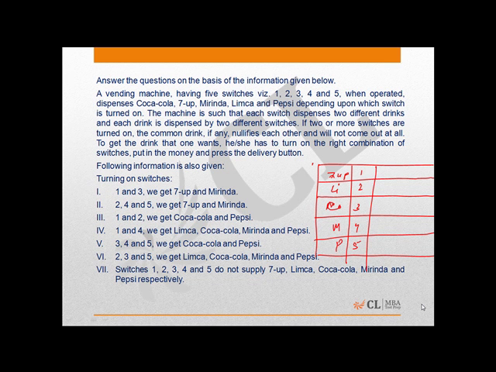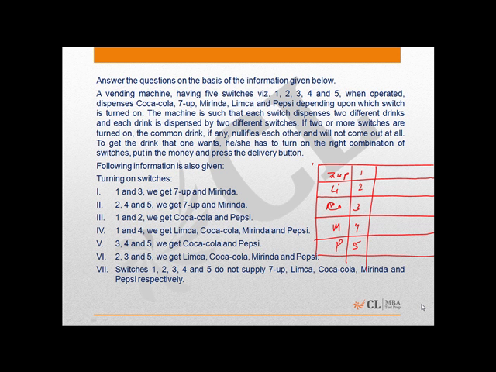This is a set based on a vending machine which has 5 switches, 1 to 5, and when operated dispenses cool drinks: Coca-Cola, 7 Up, Mirinda, Limca, and Pepsi, depending on the switch which is turned on.